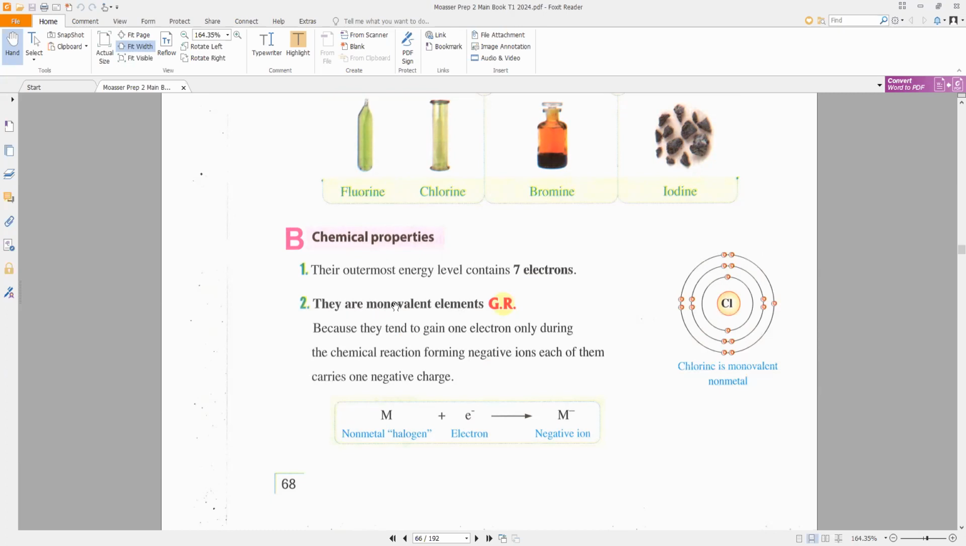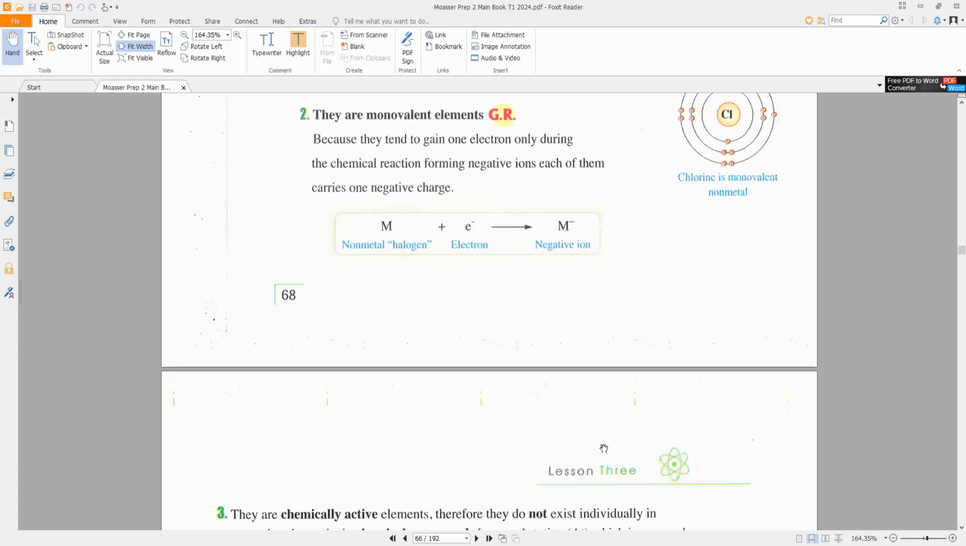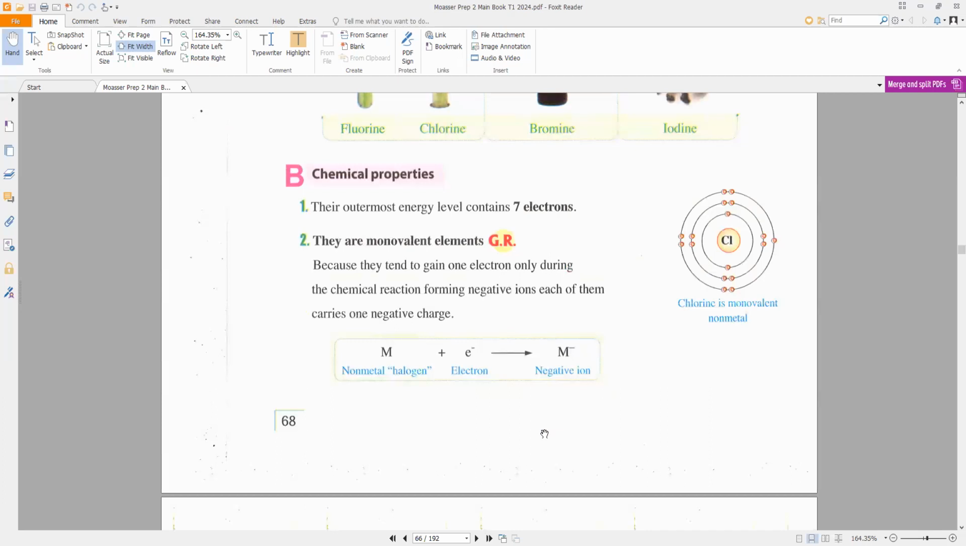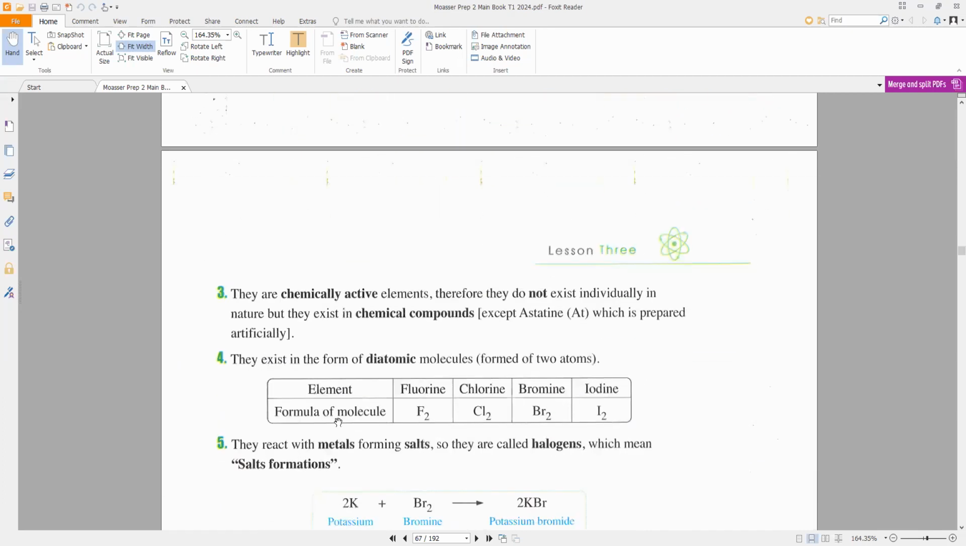So why do we call it monovalent? Because it gains 1 electron in the outermost shell and changes to a negative ion, carrying 1 negative charge. So the alkali metals and the halogens are monovalent, but the alkali metal loses 1 electron, while the halogen gains 1 electron. The halogens are all diatomic. Diatomic means its molecule consists of 2 atoms, and they are active. They have chemical activity.